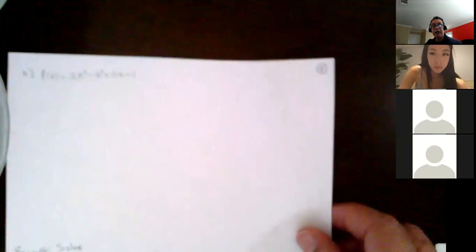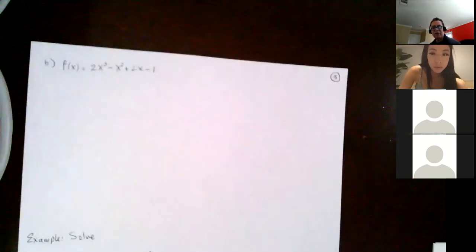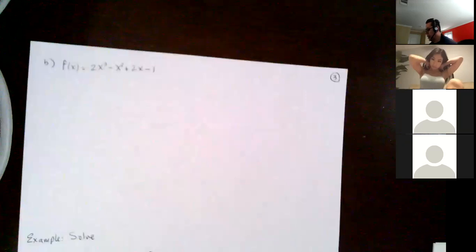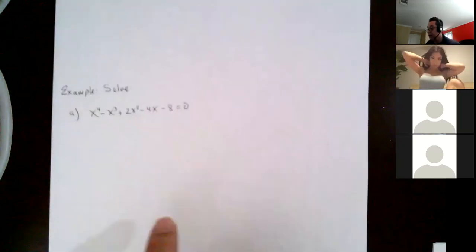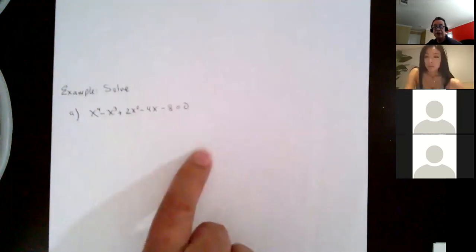All right, so there is one more here. I'm going to leave this for you to do a little bit later on your own, but we're going to solve this polynomial now. Notice that the polynomial is x to the 4 minus x cubed plus 2x squared minus 4x minus 8 equals 0. We're going to solve it using the same steps as before.